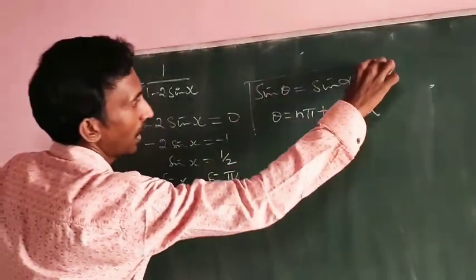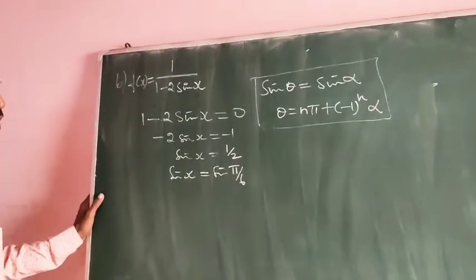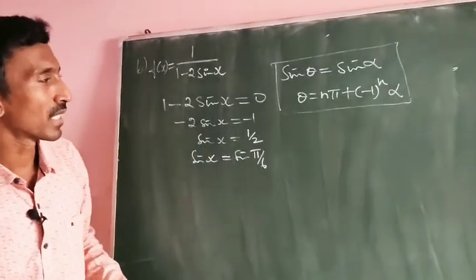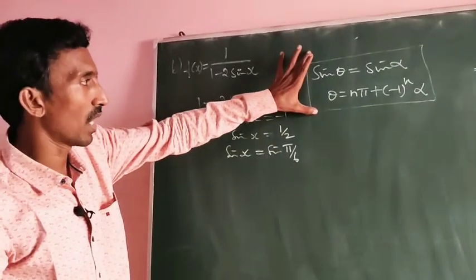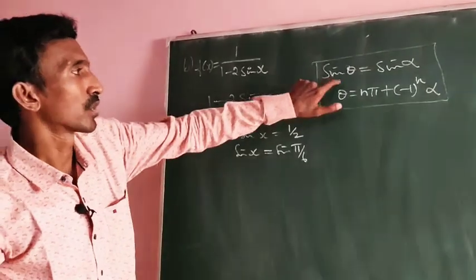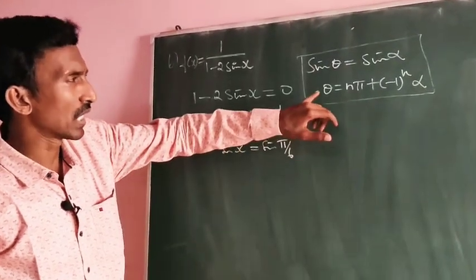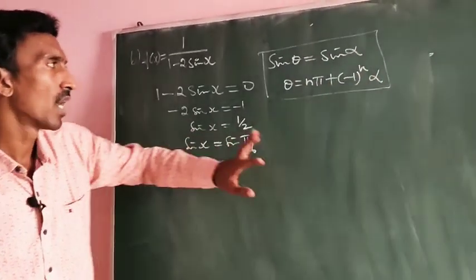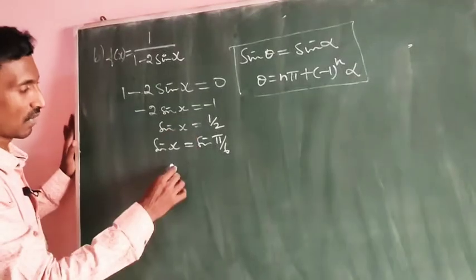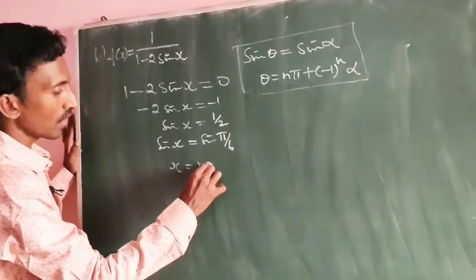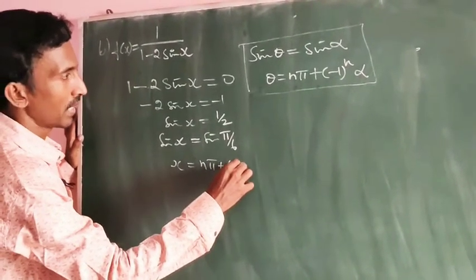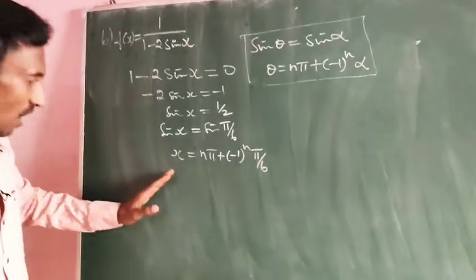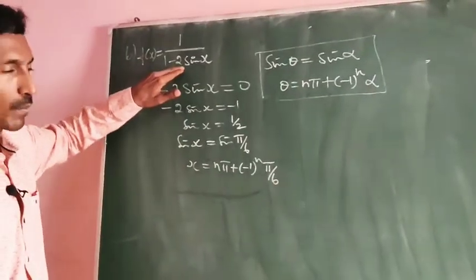So this is a formula in trigonometry, inverse trigonometry, but we are going to learn it in the upcoming chapters. Anyway, just know this formula, then only we can solve this question. So sin theta equal to sin alpha, then the general solution is given by theta equal to n pi plus minus 1 power n into alpha. So if we use that concept here we are getting x equal to n pi plus minus 1 power n into pi by 6. So for these values the denominator becomes 0.